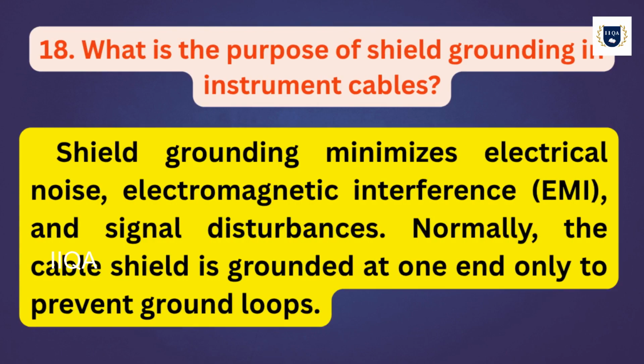What is the purpose of shield grounding in instrument cables? Shield grounding minimizes electrical noise, electromagnetic interference, EMI, and signal disturbances. Normally, the cable shield is grounded at one end only to prevent ground loops.